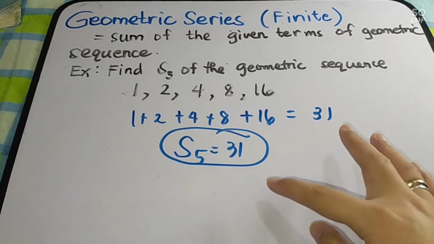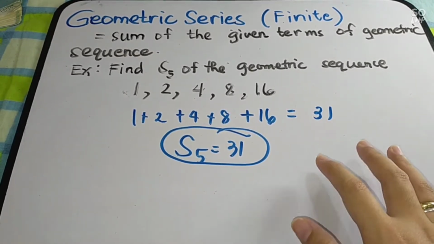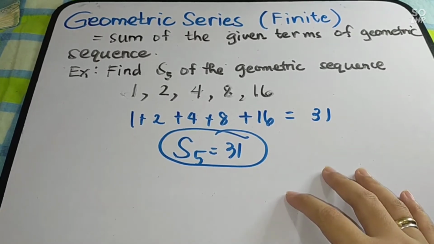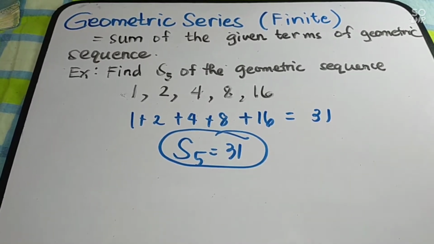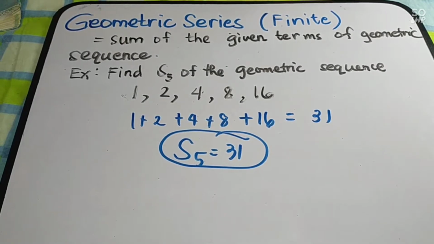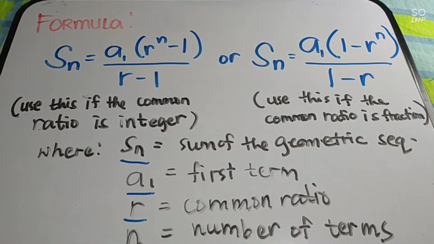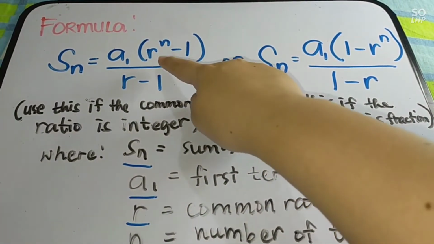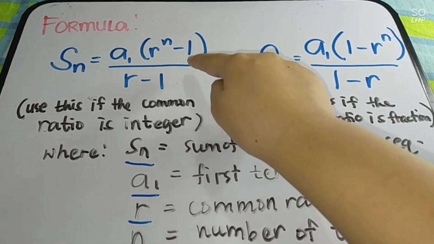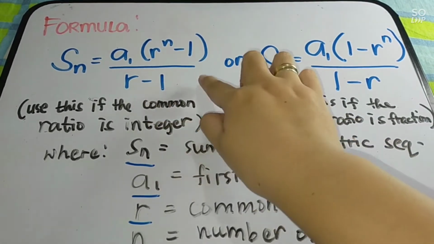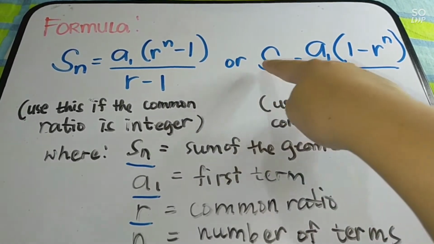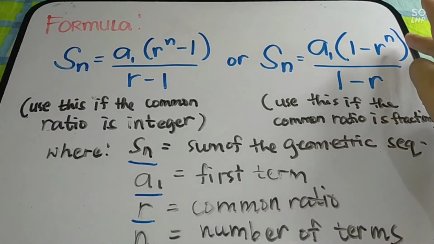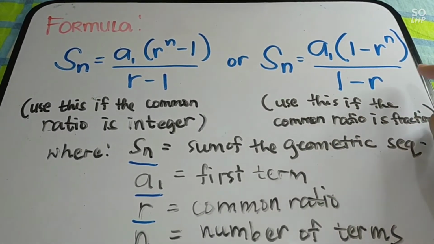Kung siya ay ganyan lang kababa ang inyong kukuhanin. So, paano kapag mataas na number na yung inyong given? So, gagamit na tayo ng formula. So, let us move with the formula. We have the formula of S sub n is equal to a sub 1 times r raised to n minus 1 divided by r minus 1. Or, pwede rin namang S sub n is equal to a sub 1 times 1 minus r raised to n all over 1 minus r.